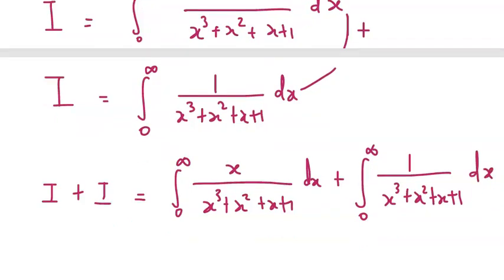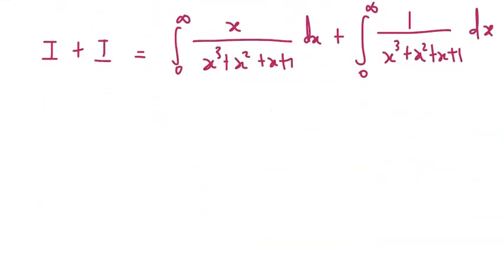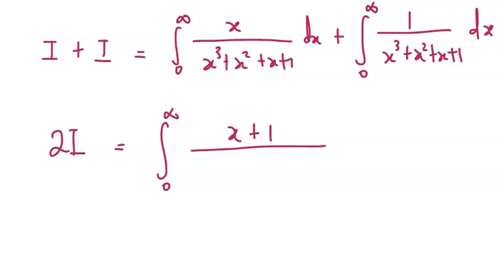Okay, so on the left-hand side now we're left with 2I, right? So this will be equal to the integral from 0 to infinity. Remember, we have the same denominator, so we can add the numerators, x plus 1, divided by x cubed plus x squared plus x plus 1, and then we have our dx. But how does this really help us?